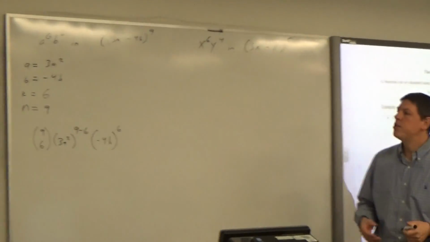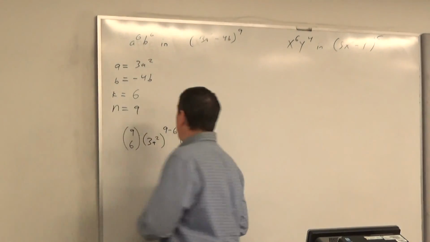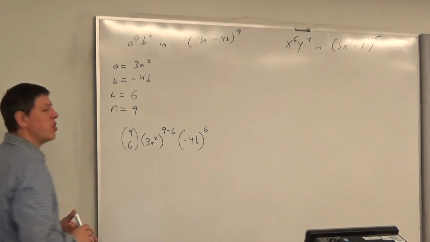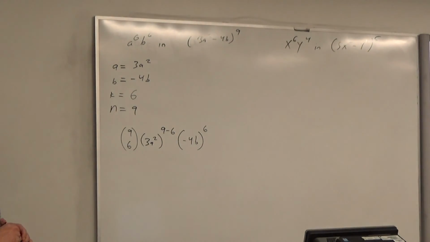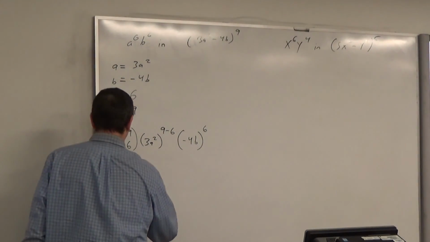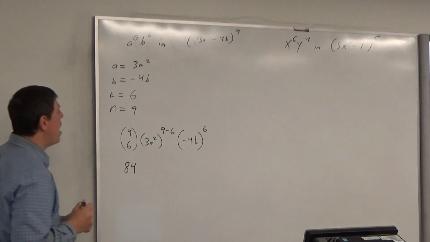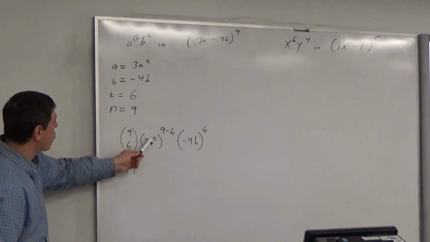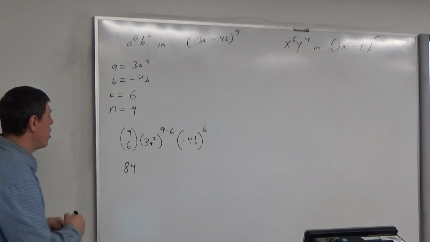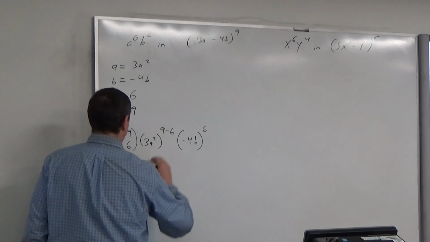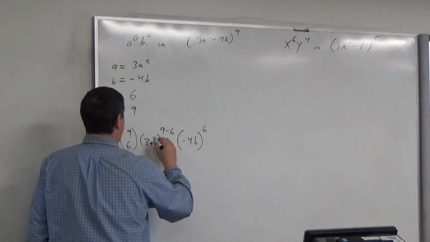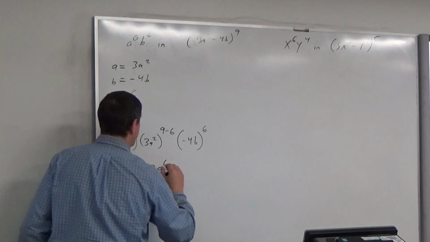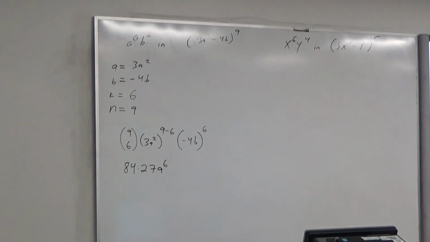So let's just go ahead and do that. Okay? Did anyone figure out what 9 combination 6 is by chance? 84. Thank you, guys. All right. So that's 84. And then this just becomes 3a squared to the third. So this is going to become 3 to the third, which is 27. A squared to the third, which is a to the sixth. And that's good news because we need an a to the sixth factor.